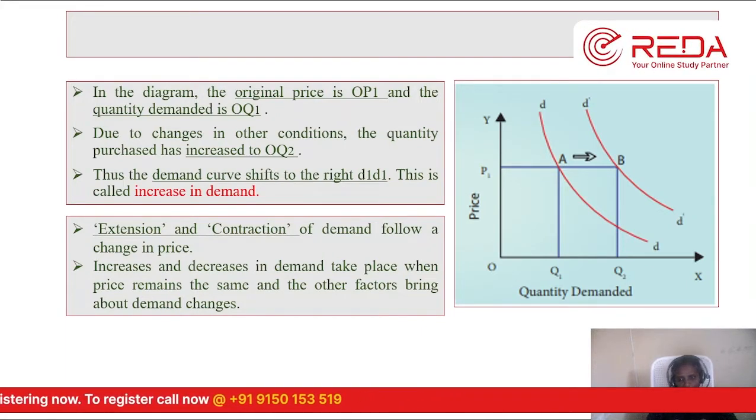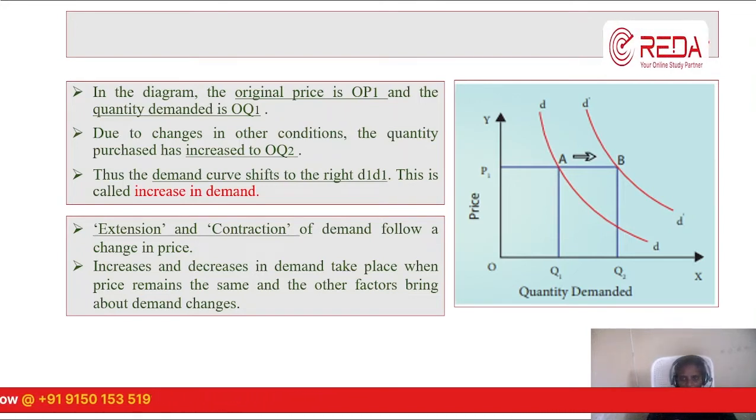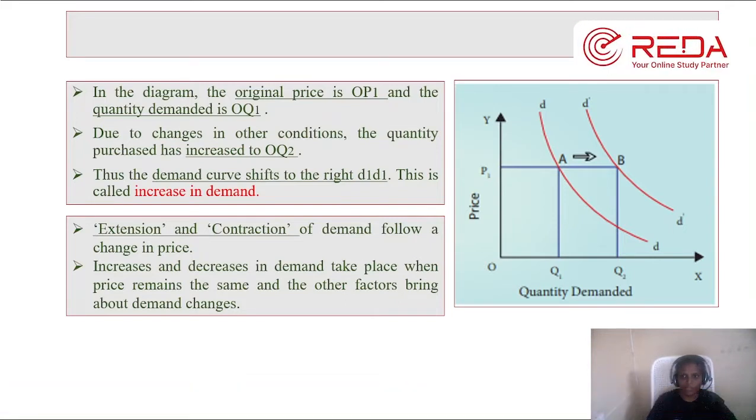Movement, however, happens when there is an increase or decrease in the price level of the commodity: the quantity demanded by the consumer will increase and decrease according to the increase and decrease in the price level of the commodity.